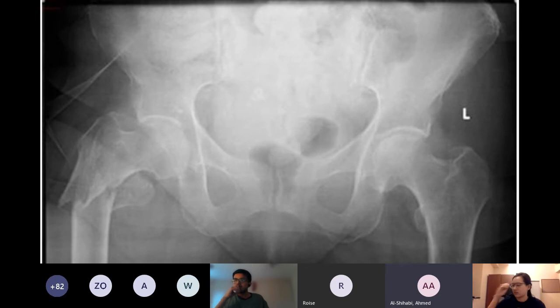Something is broken here. Please spot it. Someone tell me where the problem is. You can just type it out, actually. Yep, thank you, Alexis. The right femur is snapped. That is a displaced fracture. It's not an open fracture because it's not piercing through the skin, but we can't fully see that.